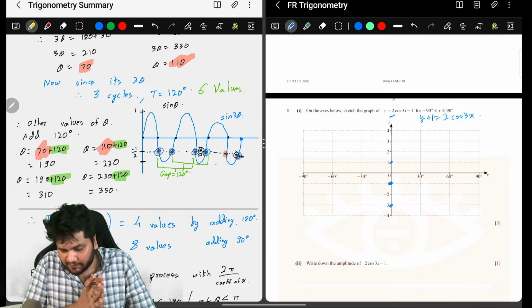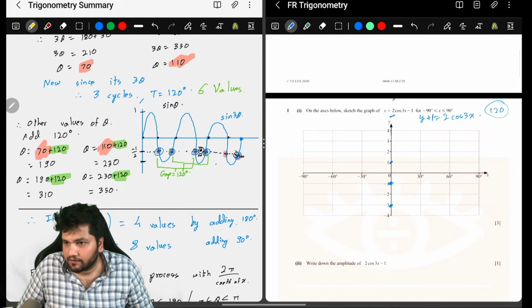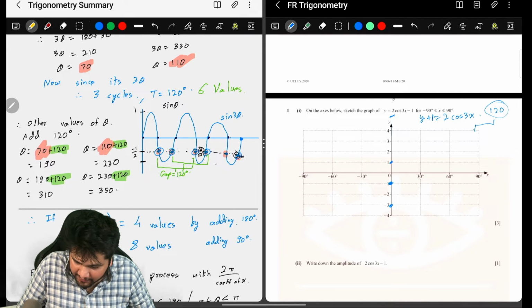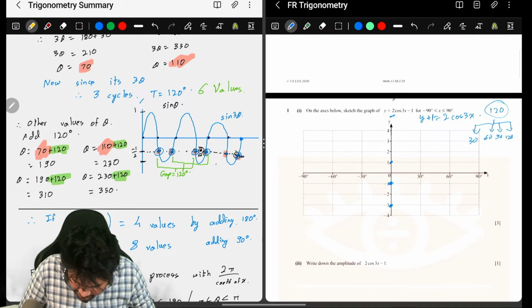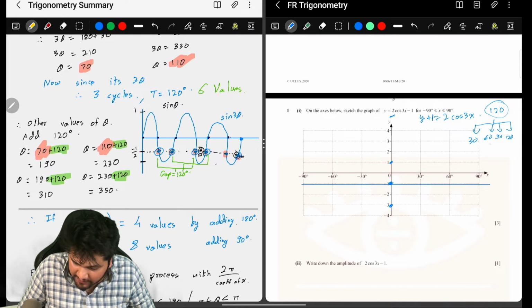So the time period would be what? It's going to be 360 by 3, which is nothing but 120 degree. So 120 degree, it will just cover everything. Now 120 degree, I'll divide it into 4 parts, which is 30, 60, 90 and 120. Now the principal axis I will just draw like this.